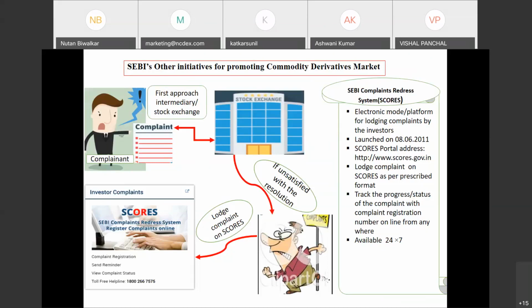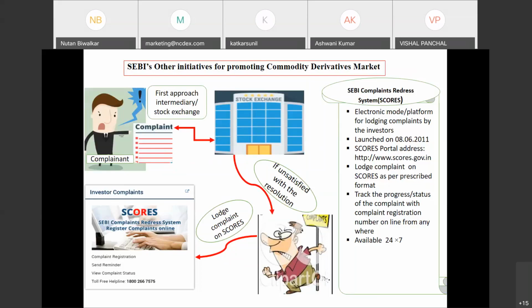It speaks for itself. First, you have to go to the intermediary, that is, the stock exchange. If you are unsatisfied with the resolution, you come to SEBI and lodge your complaint on SCORES, and it is very easy. The main benefits of SCORES are that it is easily accessible, retrievable, and you can preserve it. It has reduced turnaround time, very speedy redressal, effective communication, and it is available 24/7.